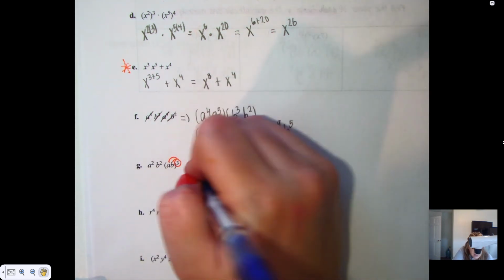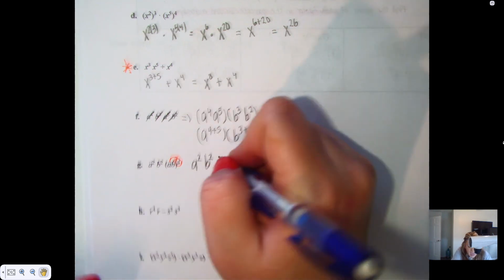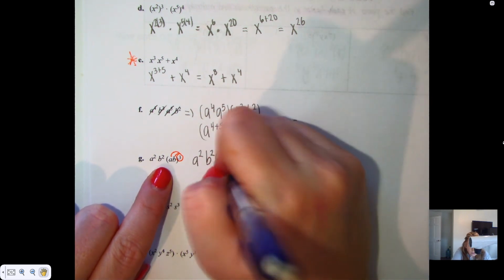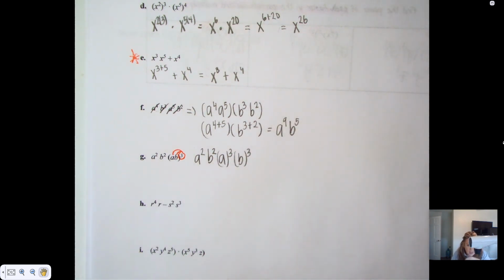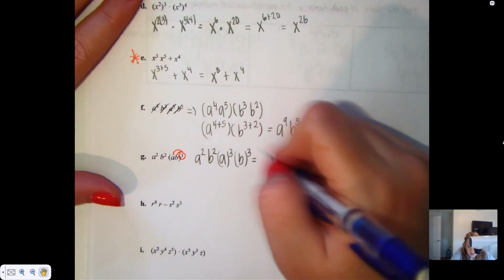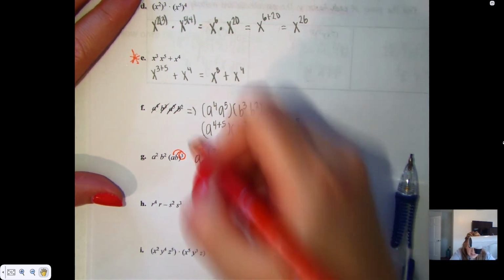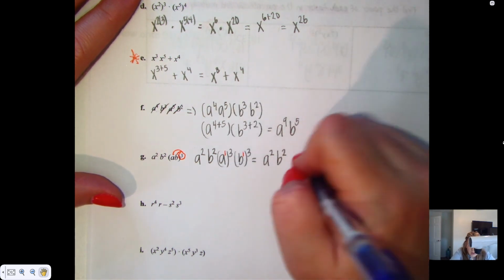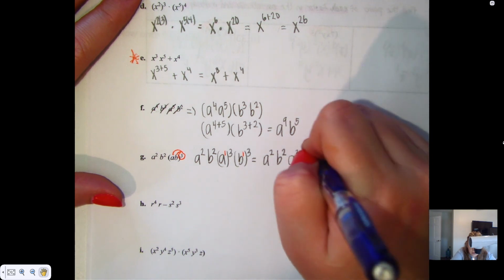So I'm going to rewrite this as a squared b squared. And then, when I'm doing a power to a power, this is going to be a raised to the third, and then the base b raised to the third, okay? Same thing as a squared b squared. Now, I don't see anything here, so that just means there's a 1. So 3 times 1 is 3. b, nothing there, but there's a 1. And 3 times 1 is 3.